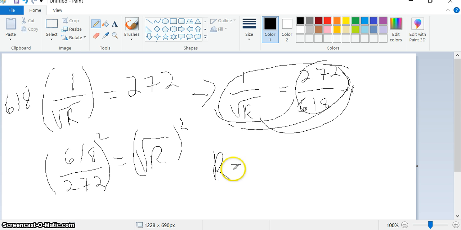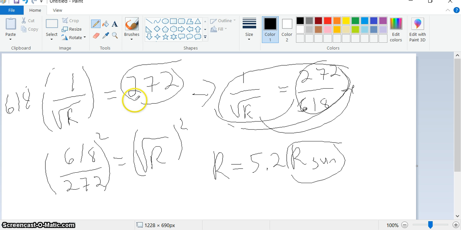Remember, it's in solar radii. So it's going to equal 5.2 times the radius of the sun. If you wanted to know that number in kilometers, you look up the radius of the sun in kilometers and multiply it by 5.2. In other words, gas at this temperature, at 272, that's the speed.